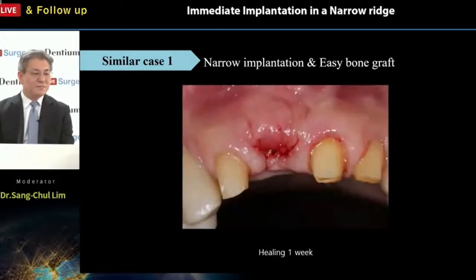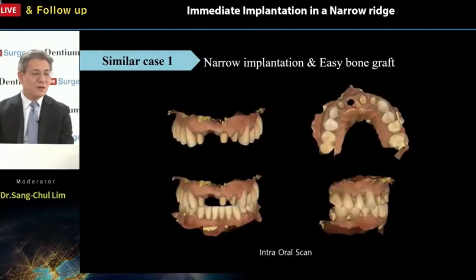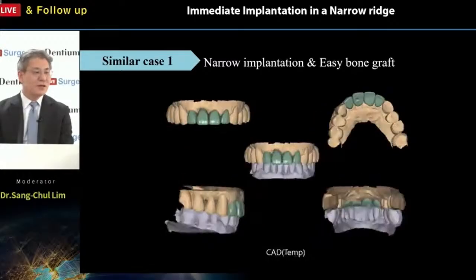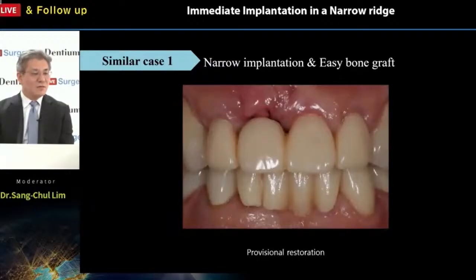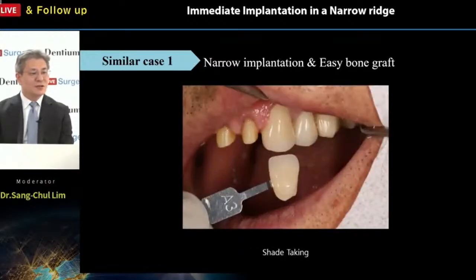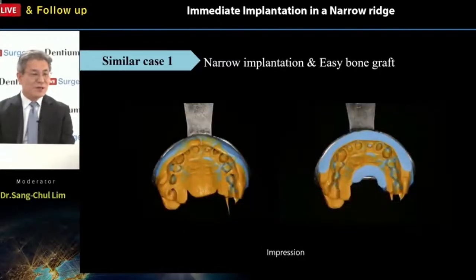After healing for 1 week, we did an intraoral scan for the temporary and CAD workup, and the provisional restoration was delivered to our patient's mouth. Then 2 or 3 months later, after tissue molding, when all the anterior implant tissues are stable, we're going to do the final restoration with zirconia, including zirconia crowns on the neighboring teeth.